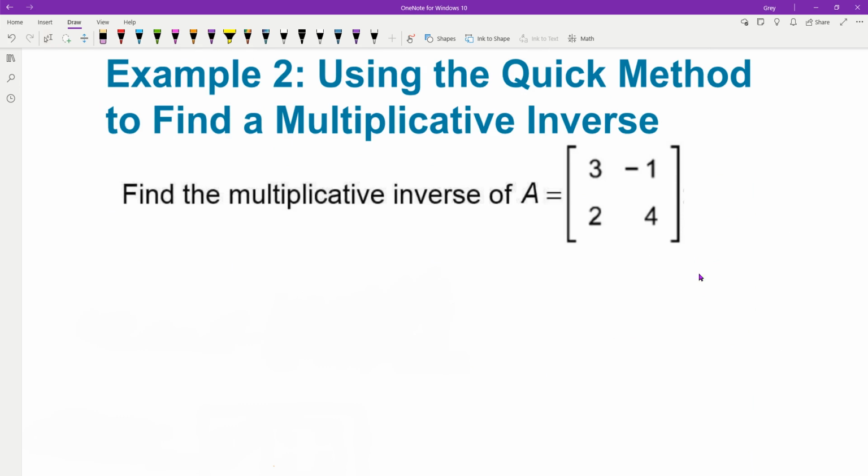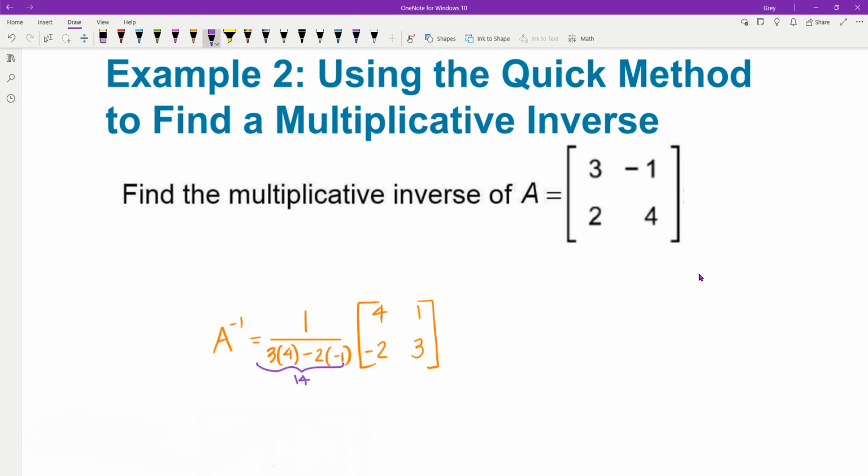But first off, we have A inverse is equal to 1 over something: the downhill products, 3 times 4, minus the uphill products, 2 times negative 1. Then I switch these two, and I negate, meaning take the opposite sign of the other diagonal. So that's what it looks like. Okay, this here is going to be 12 plus 2, which is 14.